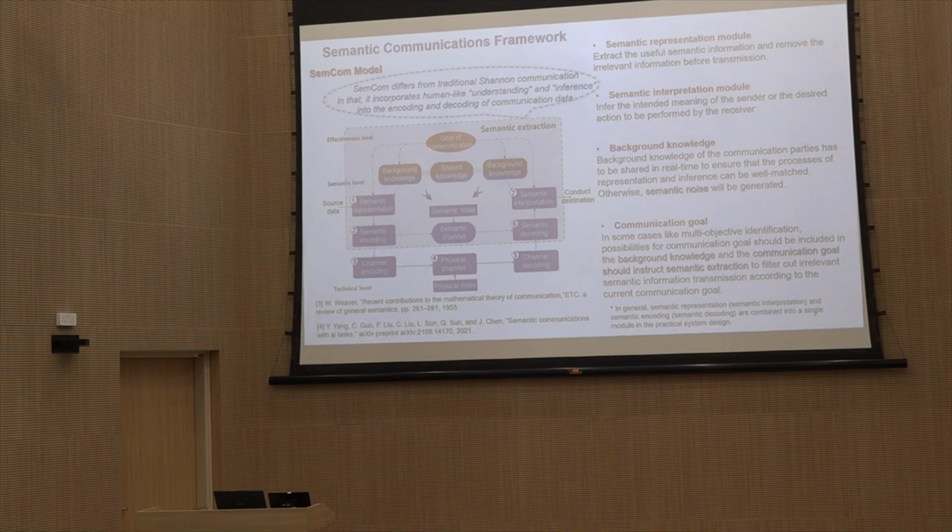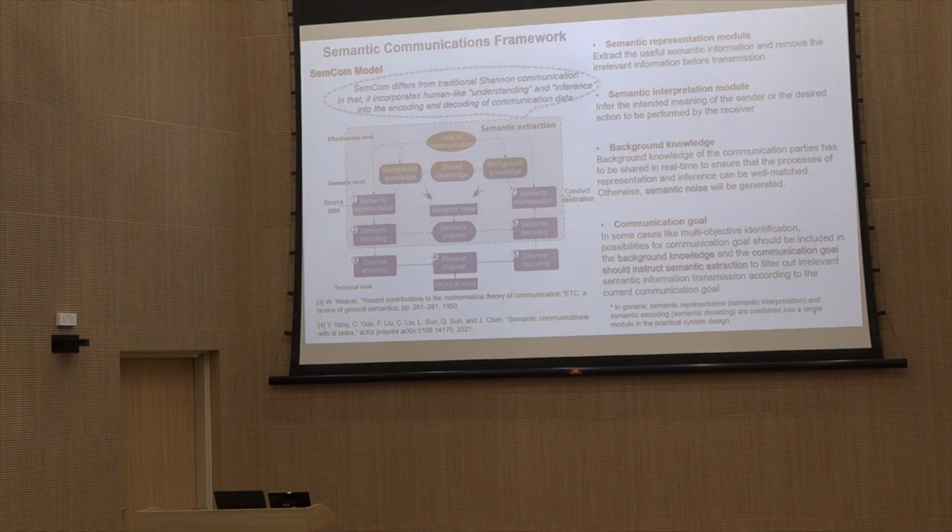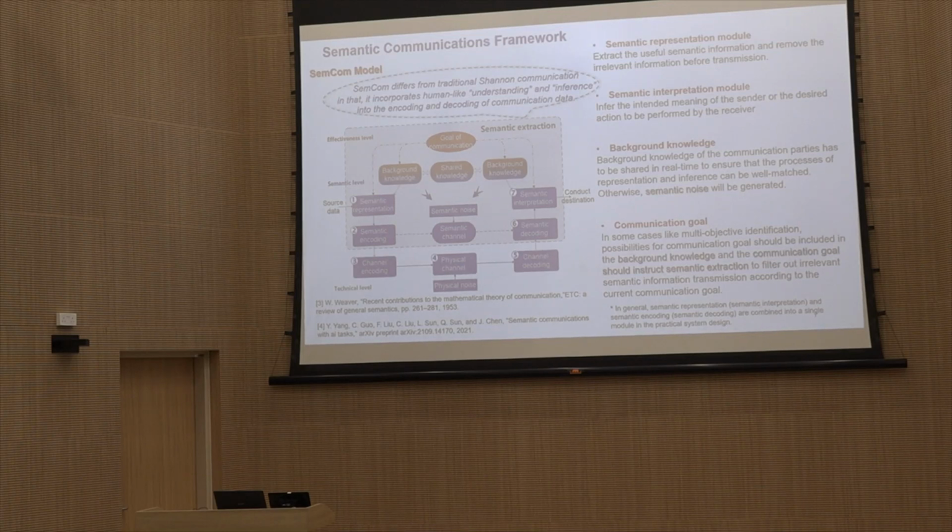Here, in the semantic representation module, we extract the useful semantic information and remove the irrelevant information before transmission. The semantic interpretation module infers the intended meaning of the sender or the desired action to be performed by the receiver. Background knowledge of communication parties has to be shared in real time. This is to guarantee that the processes of representation and inference of the semantic information can be well matched. Otherwise, there could be semantic noise generated, which makes the meaning and usefulness of the information degraded.